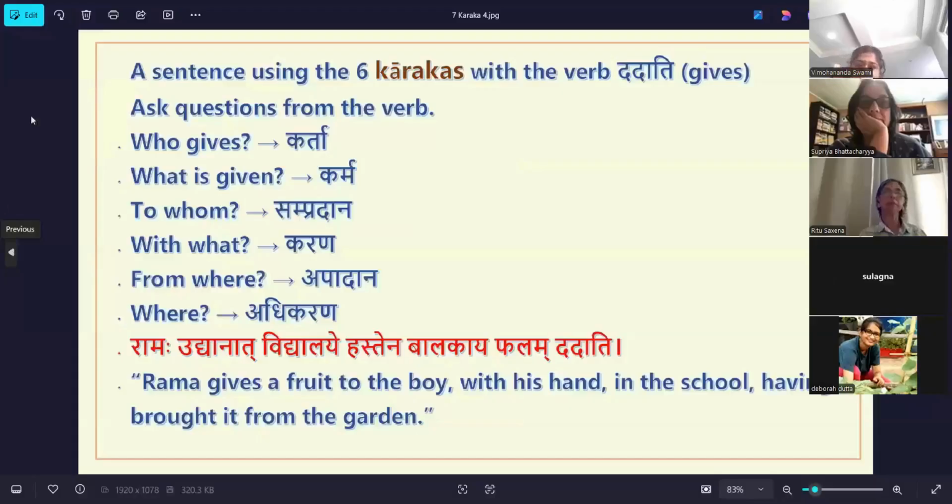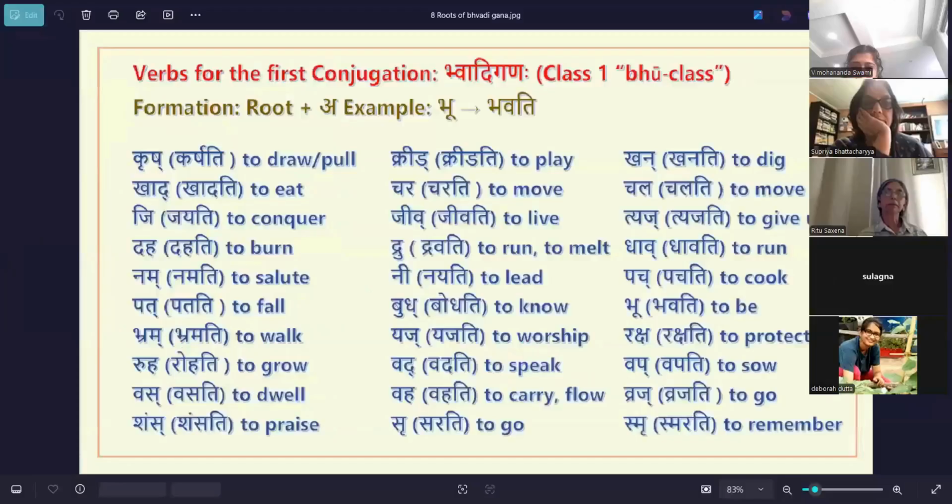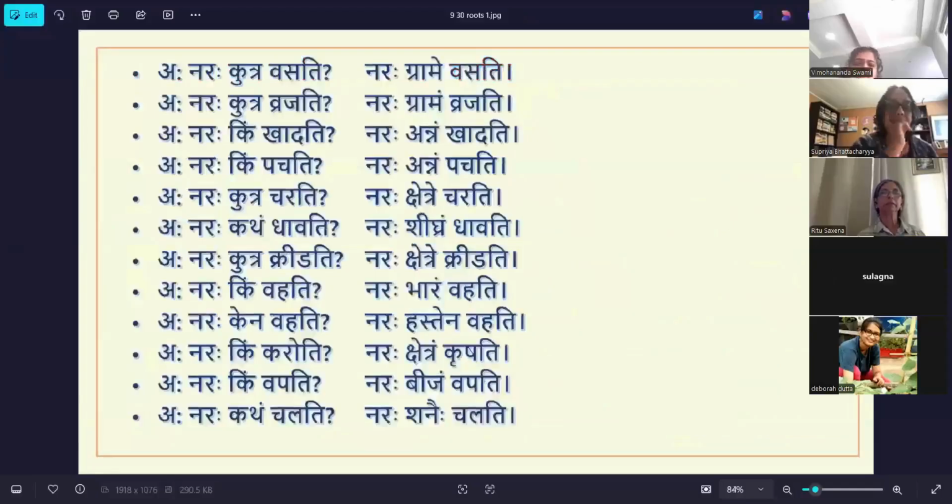Next, now we will learn some new words. We will use all these 30 verbs in the simplest sentences possible. By this process, we will not only revise the vibhaktis, we will also learn very simple words. So first, vasati. It means lives. Now, Upasana, read this aloud.